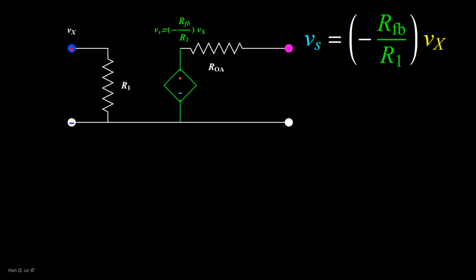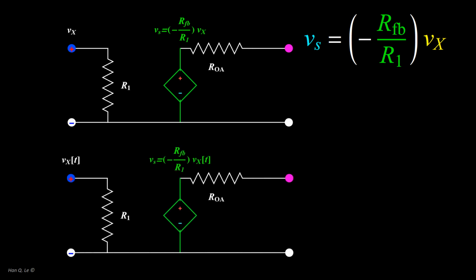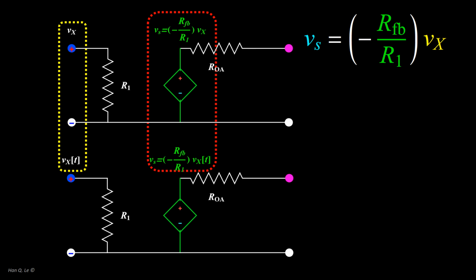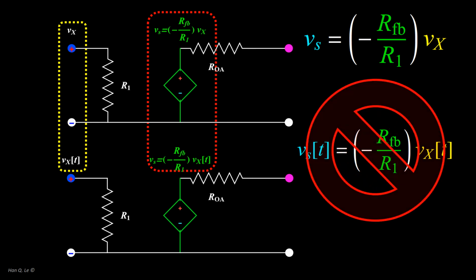Now is the time to make relevant all the discussion above. What if Vx is an AC signal? Can Vx, a time-dependent function Vx of t, be substituted for Vx, and likewise for Vs? Can this be correct? Apply the discussion above, this cannot be correct. The reason is that it says that Vs is exactly proportional to Vx at all times, which means it is instantaneous with respect to Vx. This cannot be true.